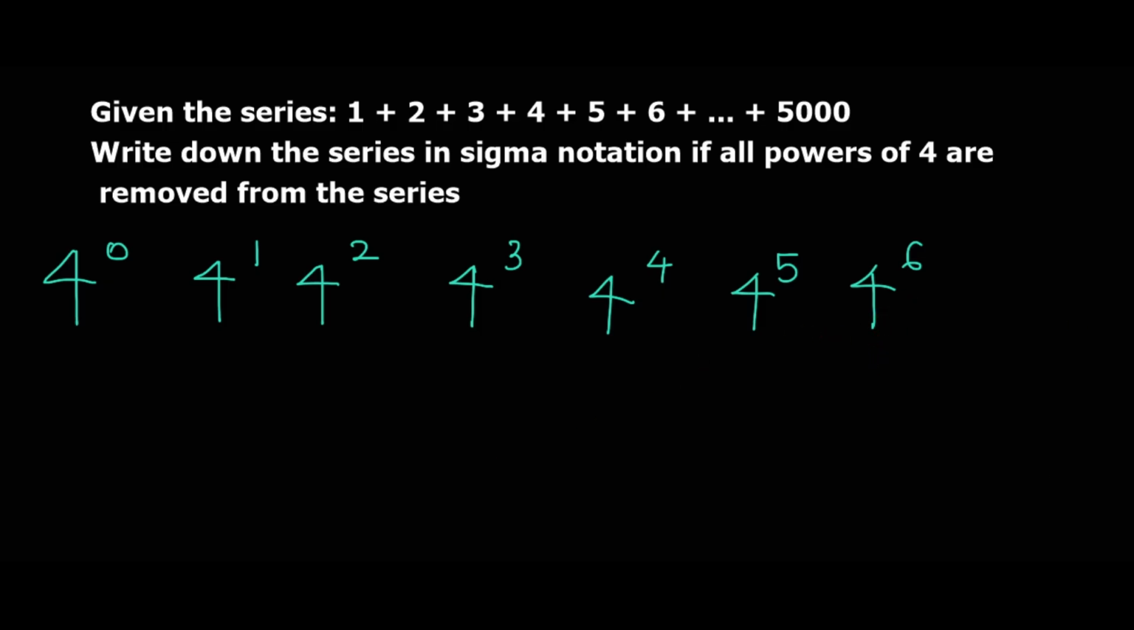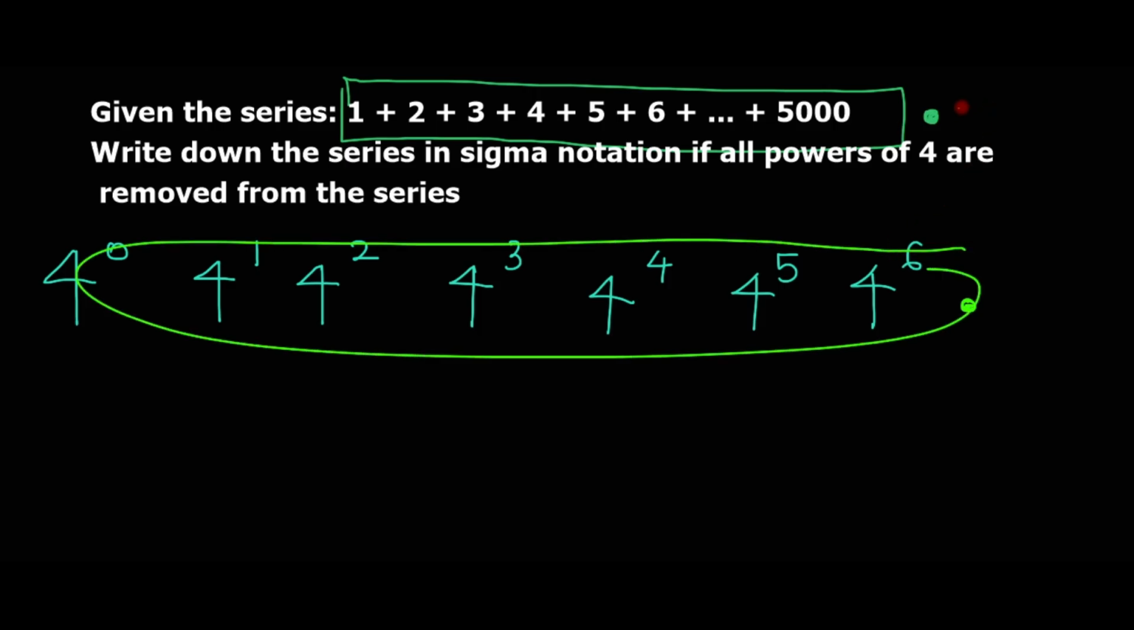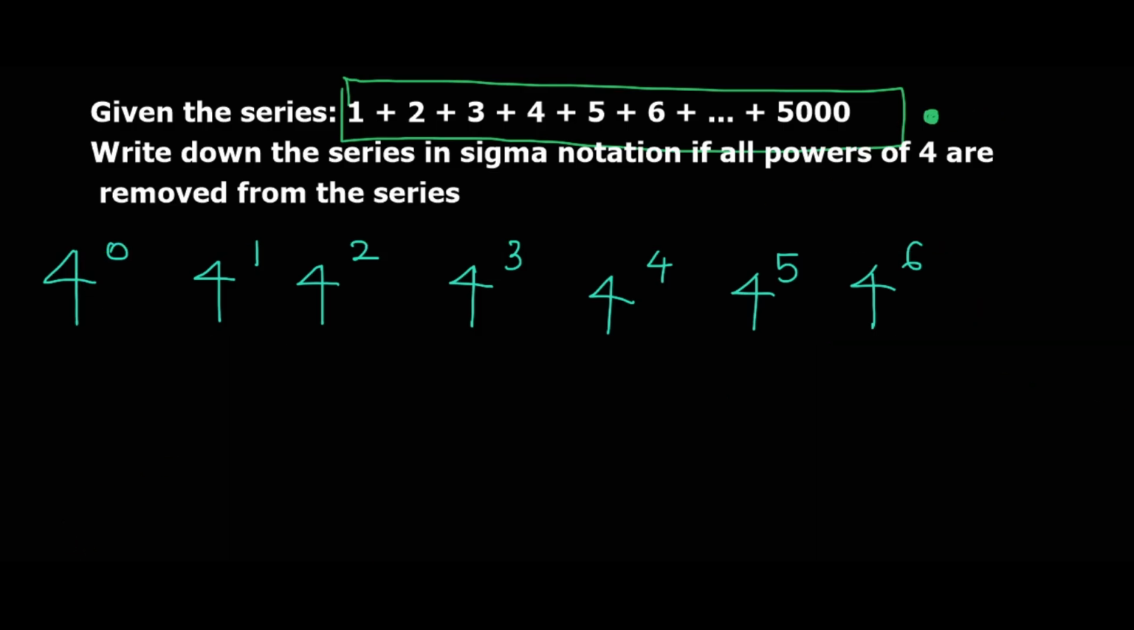But remember what I said. This series contains the numbers that are powers of 4, and also numbers that are not powers of 4. What we can do is find the sum of this one, and also the sum of these powers of 4, and from there we remove the powers of 4 from this series, because this series contains the powers of 4 and also the numbers that are not powers of 4. But remember, we are going to represent this in sigma notation. So first, let's represent this series in sigma notation.